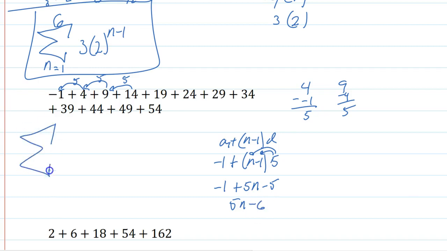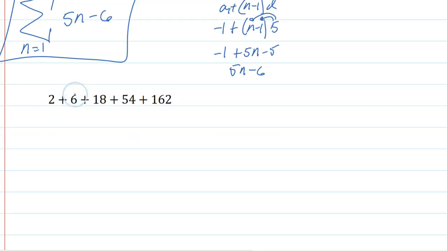So I have a summation of n equals, we always start with the first term. And how many terms are there? 1, 2, 3, 4, 5, 6, 7, 8, 9, 10, 11, 12. There's 12 terms of 5n minus 6.